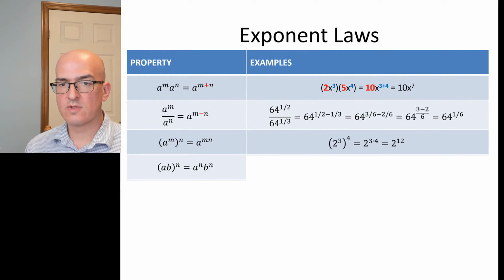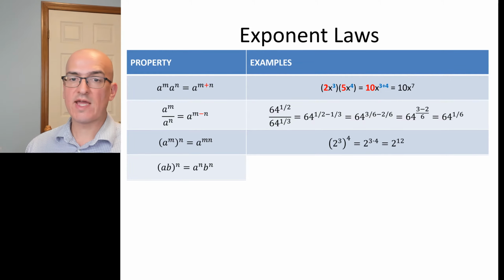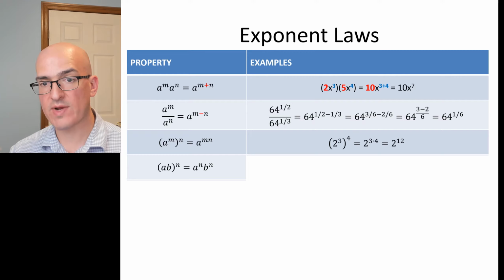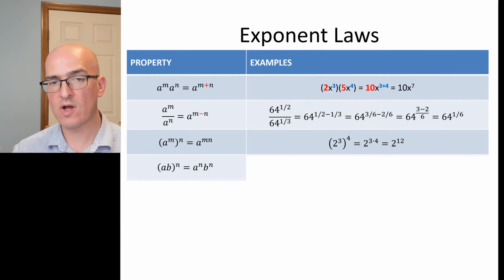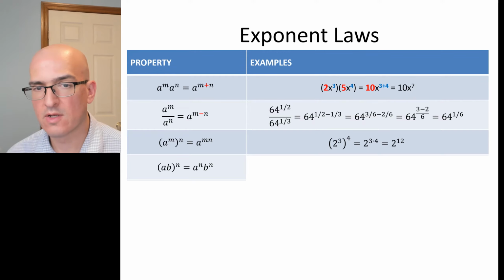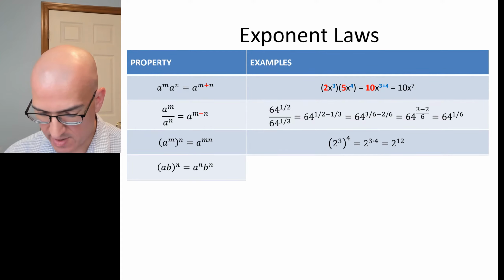Okay, next rule. A times b to the n can be rewritten as a to the n times b to the n. This means if you have a product or a multiplication of two numbers, a times b, and those two numbers are together raised to that power, n, then you could obtain the same quantity by first raising a to that power, then raising b to that power, and multiplying those two things together. Let's check that by doing this.